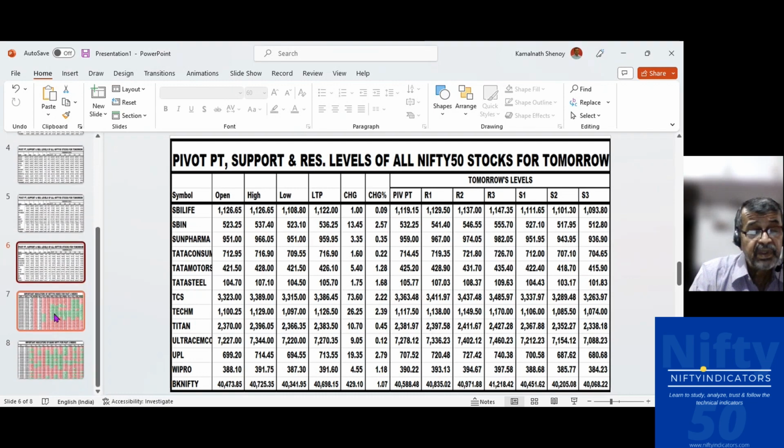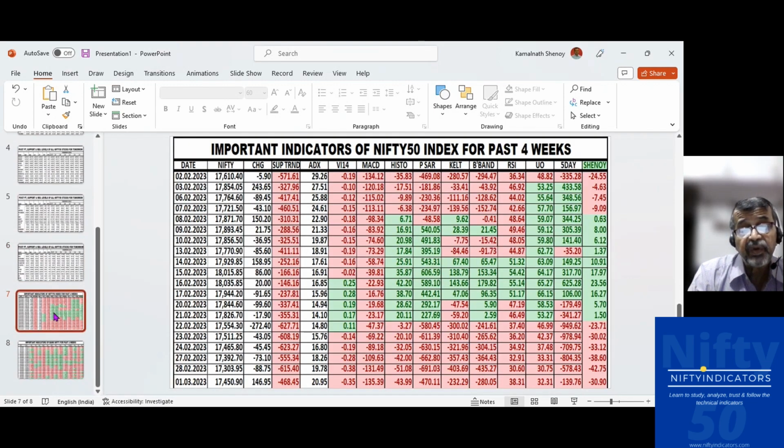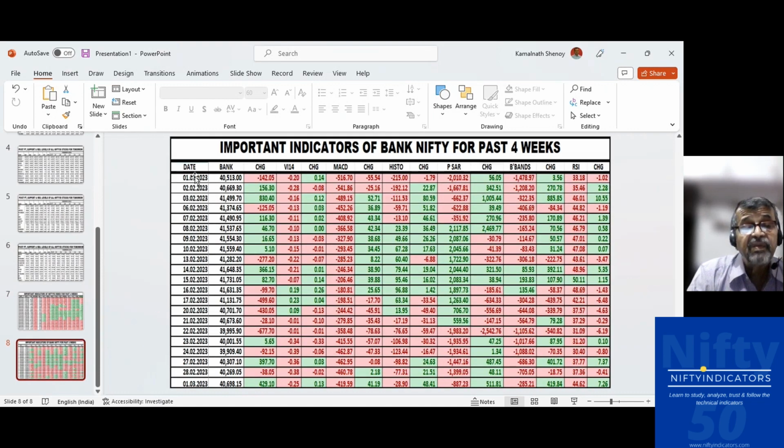Also, these are the important indicators of Nifty 50 index for the past 4 weeks, that is from February 2nd to 1st of March, and here it is 1st of February to 1st of March of Bank Nifty important indicators for the past 4 weeks.